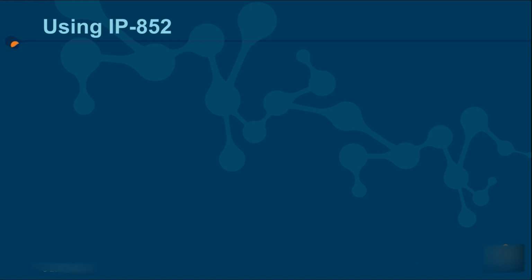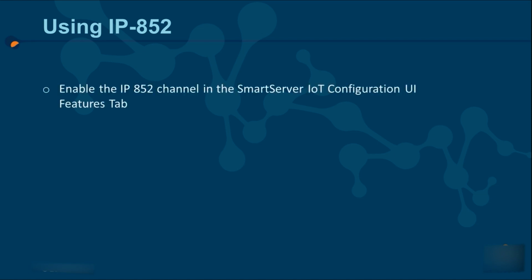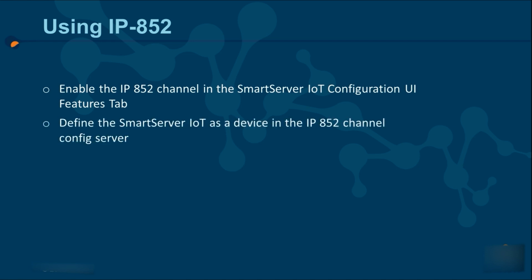A large system may have dozens of SmartServer IoTs. In the next series, we'll go ahead and enable the IP852 channel. First, we have to enable the feature in the SmartServer configuration. Then we have to use the configuration server to enable the device on the channel. Finally, we'll define a VNI device that can be used by our network management tools.